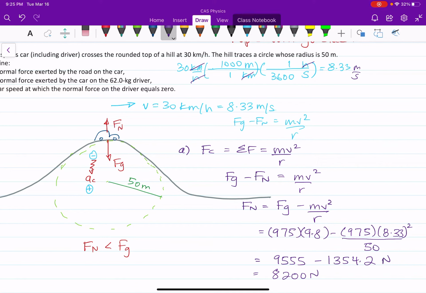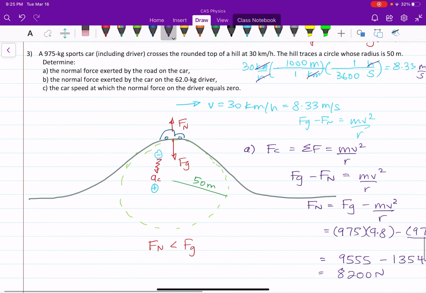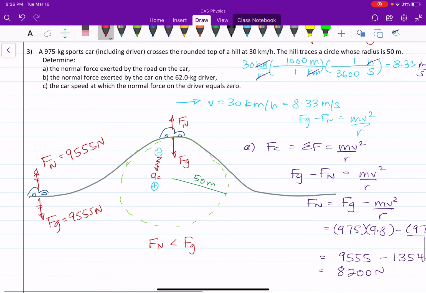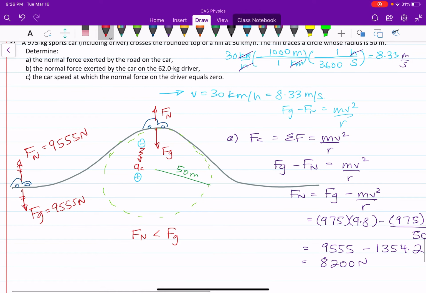I want to just unpack this a little bit. When this car is driving on a flat road, before it gets to that hill, we know that it's level, so Fg is going to equal Fn. These two are going to be equal to each other. So in this example, if Fg is equal to 9,555 newtons, then the normal force is also going to be 9,555 newtons. So the car has a normal force of 9,555, but when it goes over this hill, that number drops to 8,200.